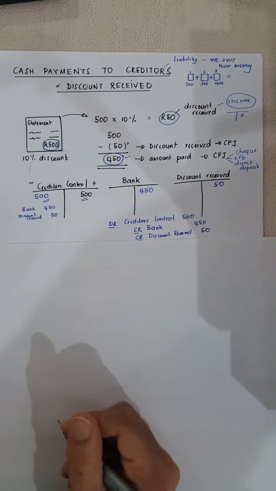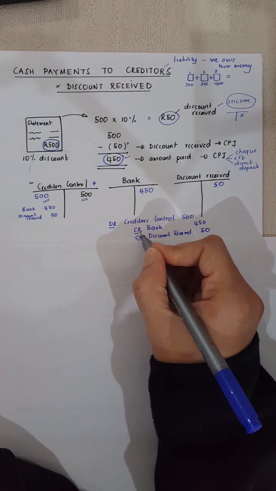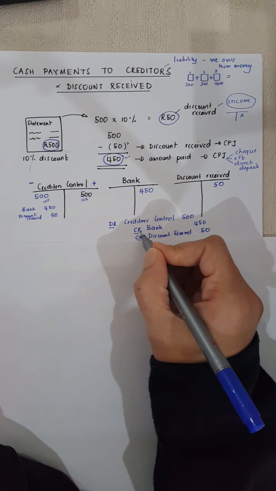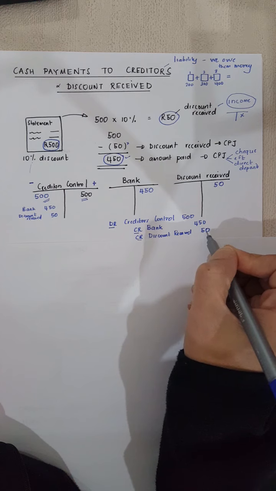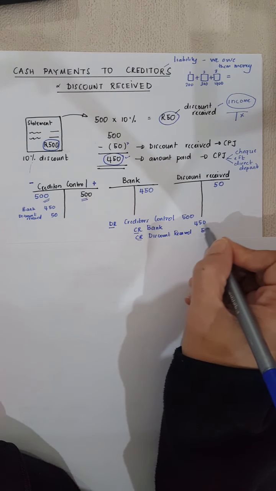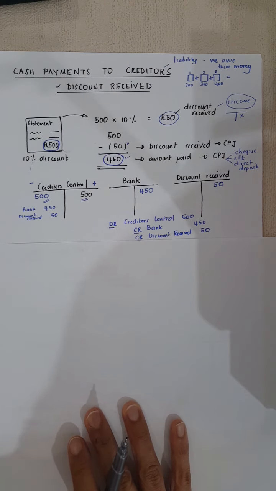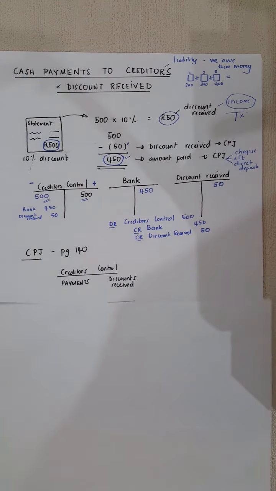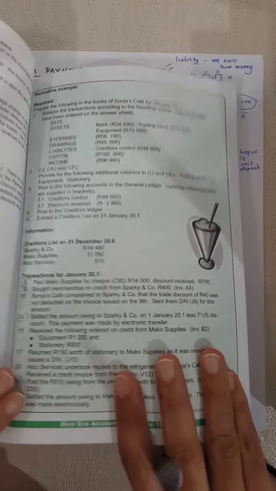Okay, so it's a very important part. If there was no discount received, we would just pay 500 Rand. So we debit the creditors control account with 500 Rand and would credit the bank with 500 Rand. But now there's a discount received, so our check has to only show 450, so the other 50 Rand goes in as discount received, right? Now we need to go through these transactions on page 140. So let's look at these transactions first before we do the totals.